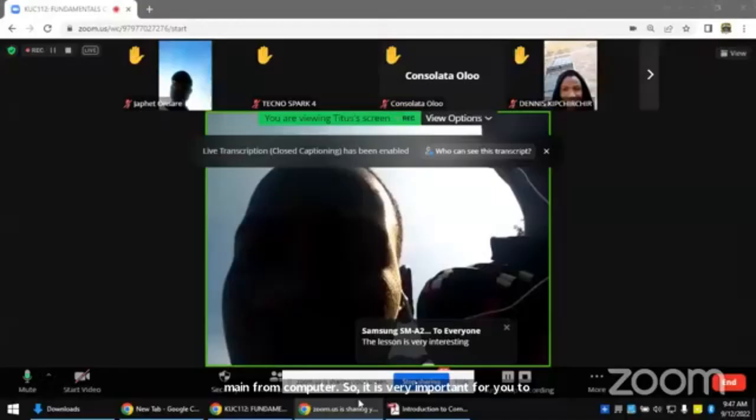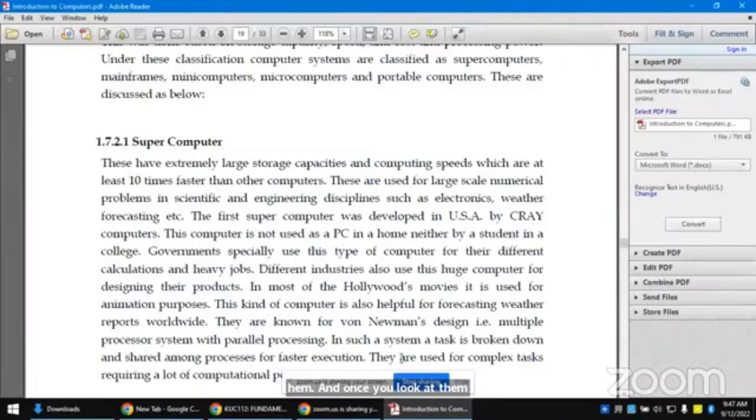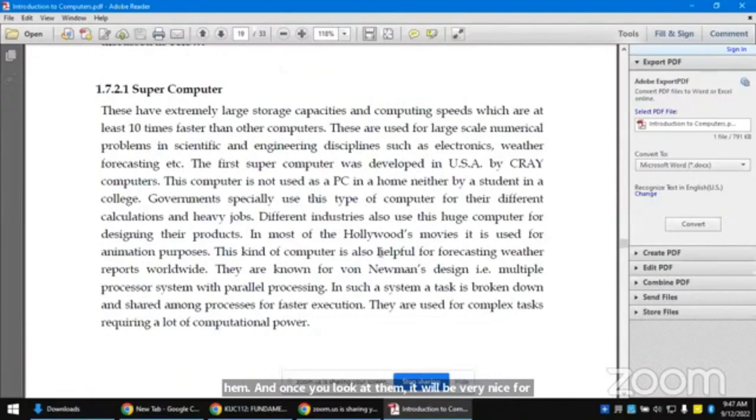When you talk about a supercomputer, what are the features? As a student, you need to know the features of a supercomputer and how they are different from those of the mainframe computer. Once you look at them, it will be very nice to understand that we have come from far and now we are here. So, supercomputers have extremely large storage capacities and computing speeds which are at least 10 times faster than other computers.